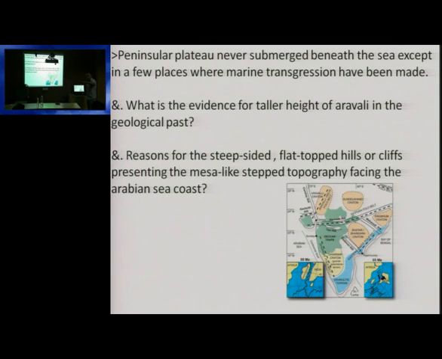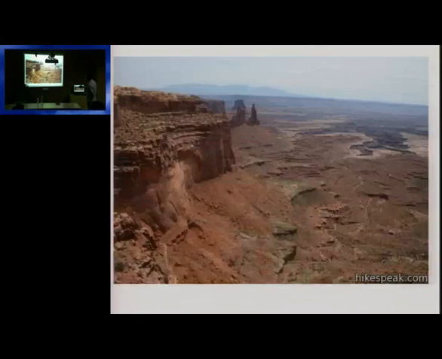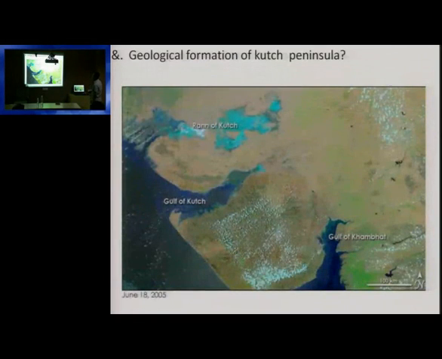Layers after layers, layers after layers. It means there was a horizontal arrangement, horizontal bedding. So it becomes very hard, and that is one of it. Okay, we'll go to the other.